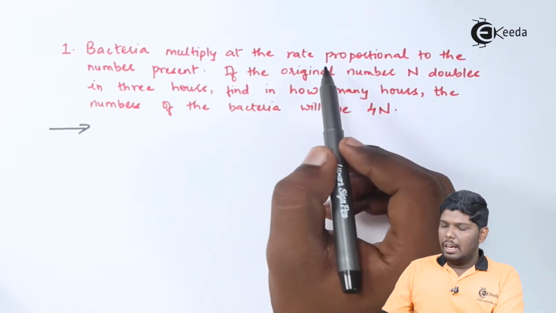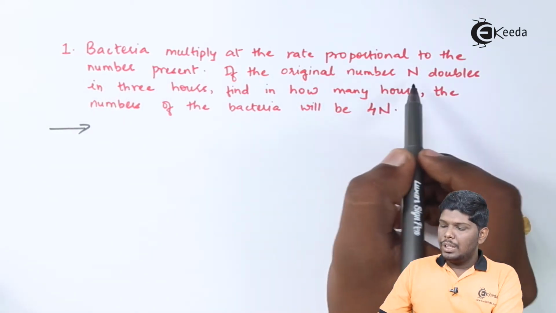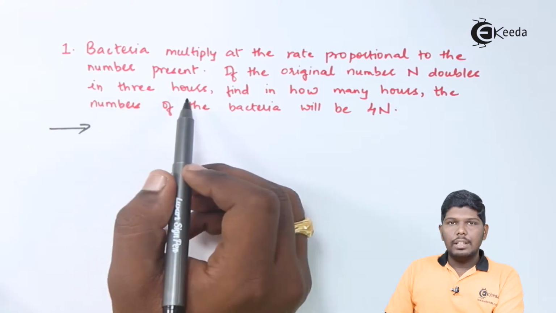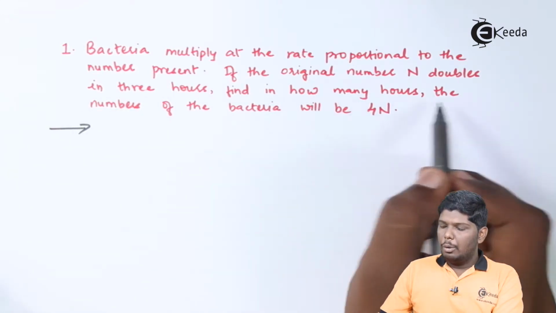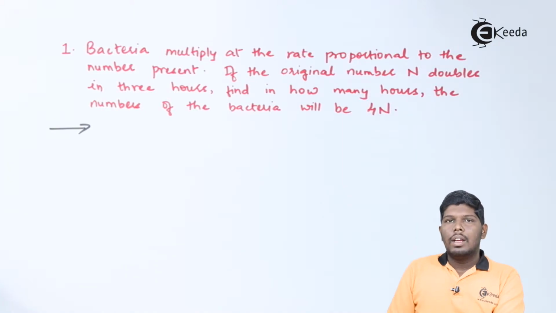Bacteria multiply at the rate proportional to the numbers present. If the original number n doubles in 3 hours, find in how many hours the number of the bacteria will be 4n. They have told you that the increase in number of bacteria is proportional to the original number.